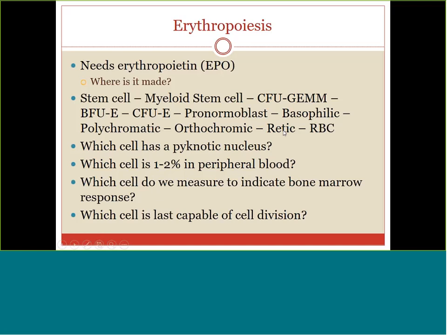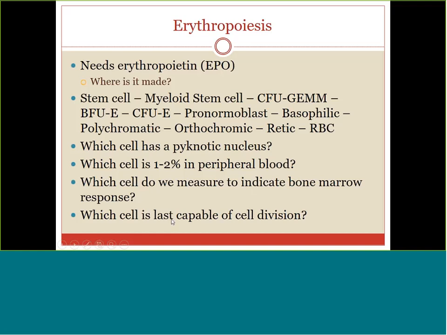That's normal. Anytime that goes higher than that, that tells us your bone marrow is responding to something. It's kicking out more retics, maybe because your blood cells are getting hemolyzed or you're losing blood. So whenever your retics go high, it's always an indicator of bone marrow response, which is the next question here. Which cell do we measure to indicate bone marrow response? Retics. So a high retic count tells us your bone marrow is responding.